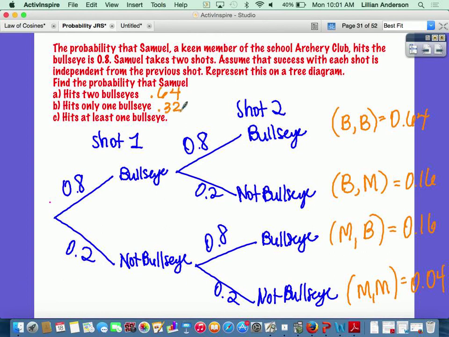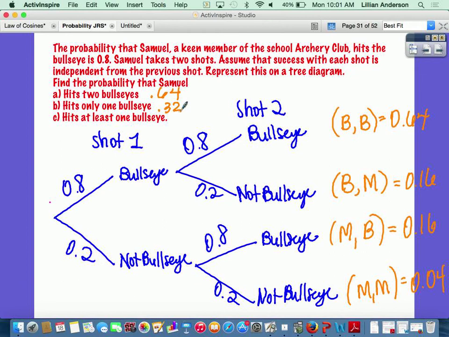0.32, or 32 out of 100, because you have these two situations, don't you? He could hit it then miss, or miss then hit. So you take both of those probabilities and add them together. That's how you get the 0.32. Okay, because there are 2 instances where that can happen.